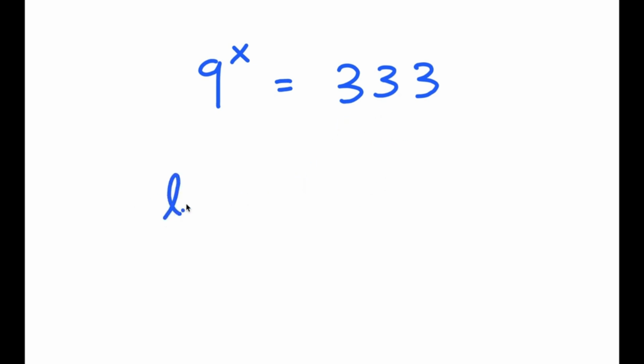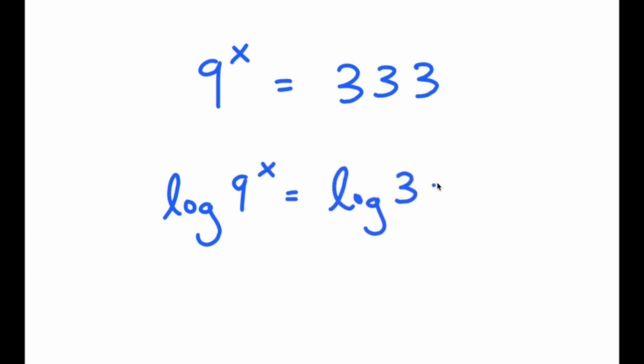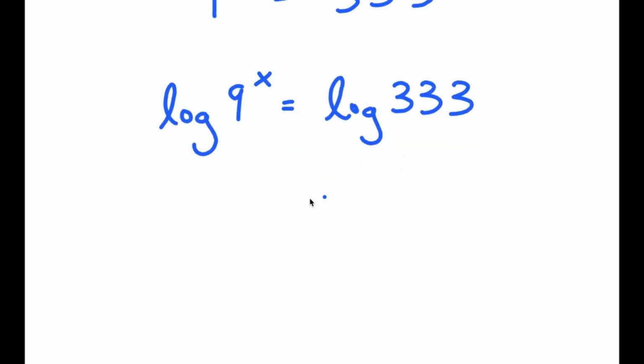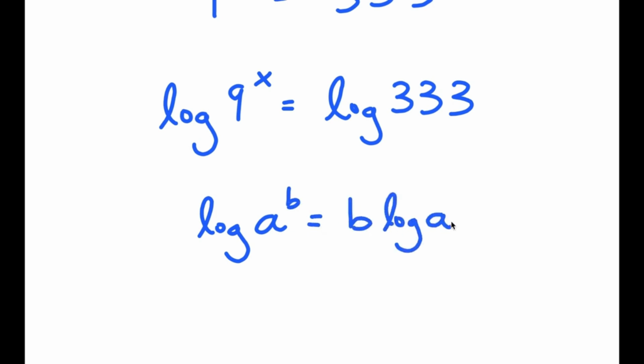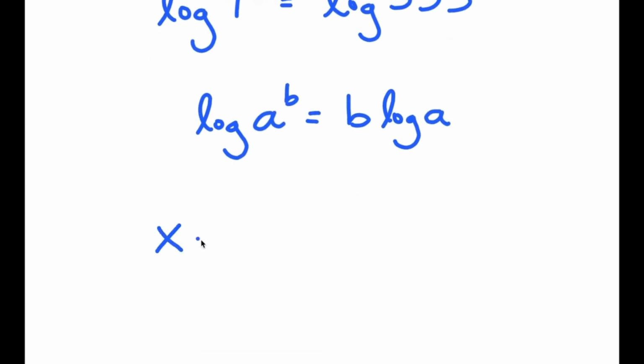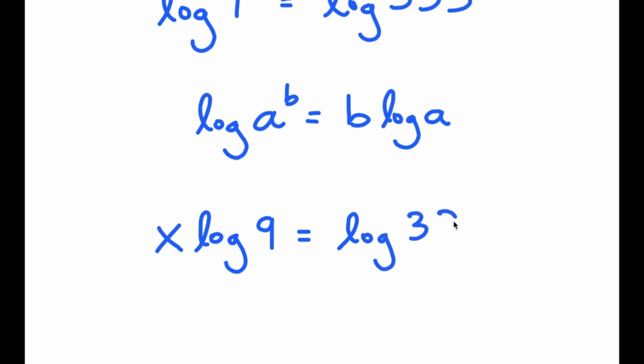Alright, so from here, I'm going to take the log on both sides. So I get log 9 to the power of x is equal to log 333. And if I have something in the form log a to the power of b, this is equal to b times log a. So log 9 to the power of x, I can move the x to the front. So I get x times log 9, which is equal to log 333.